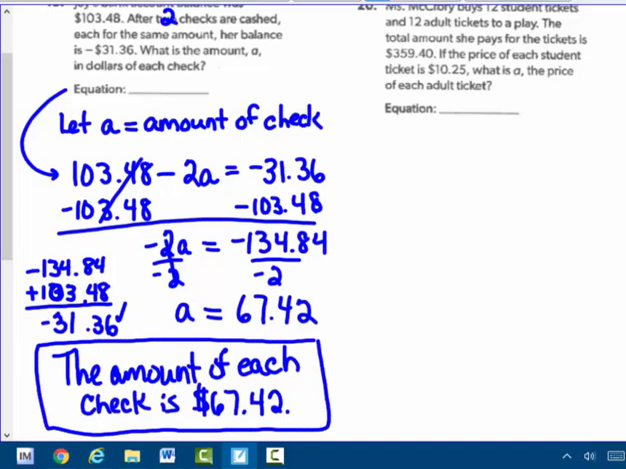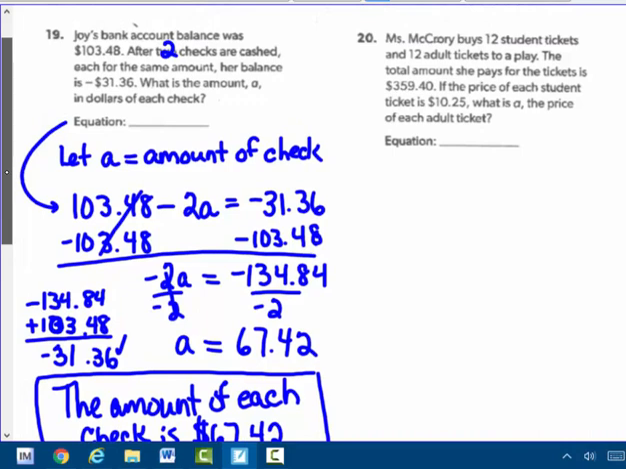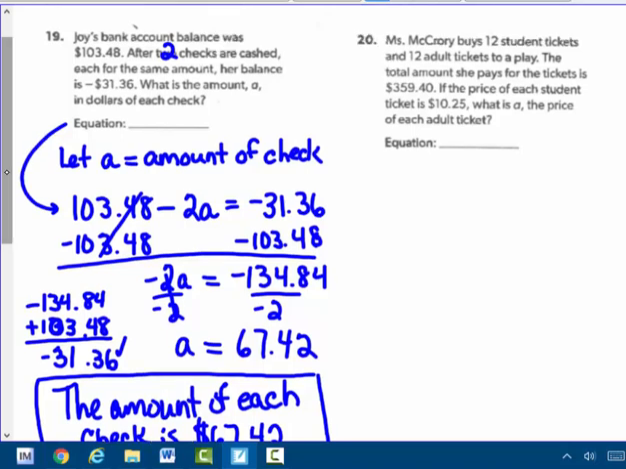Next question. Ms. McCrory buys 12 student tickets and 12 adult tickets to a play. The total amount she pays for the tickets is $359.40. If the price of each student ticket is $10.25, what is A, the price of each adult ticket? Okay, so they're telling us again what the letter is. So I'm going to write a let statement. Let A equal the adult ticket price.